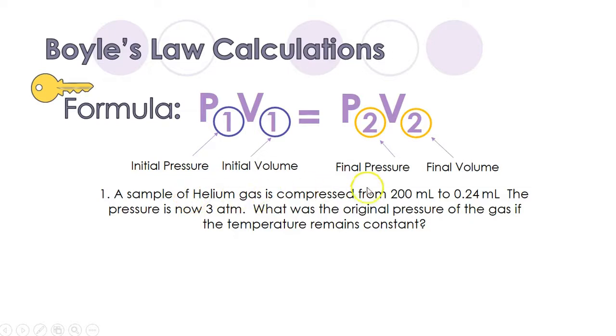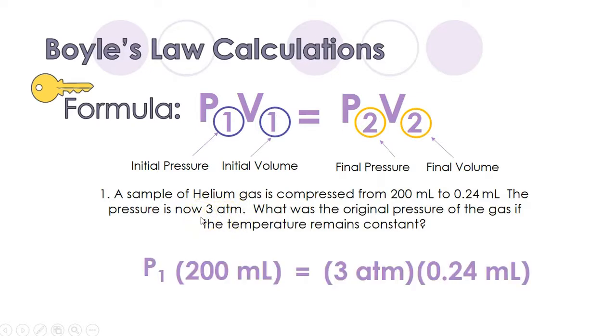It says a sample of gas is compressed from 200 milliliters to 0.24 milliliters, and milliliters is a unit of volume. It's telling us that the pressure is now 3 atm. So our formula is going to look like this. We are solving for P1 because it says what is our original pressure. P1 times our V1, 200 milliliters, is going to equal 3 atm multiplied by 0.24 milliliters. In order to do the math, since it's an equation, we're going to multiply 3 and 0.24 and then divide by 200 milliliters in order to get P1, our initial pressure, of 0.0036 atm.